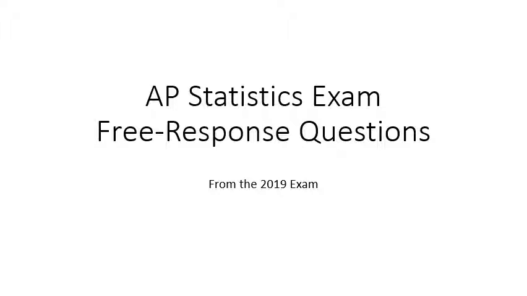Okay, so the AP statistics exam generally comes in two parts. There is 2 hours worth of multiple choice and 2 hours for the free response questions. The free response questions, generally there are 4 to 5 to 6 of them. The last one being substantially longer with parts A, B, C, D, E, F, and so on.